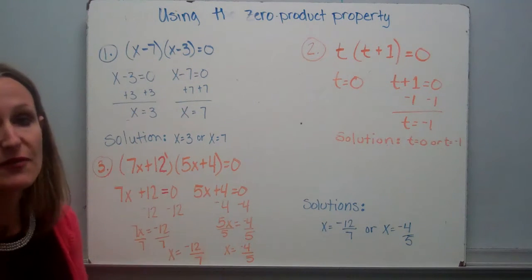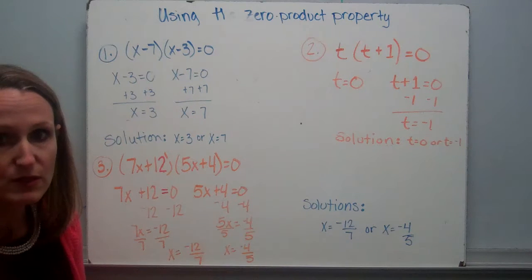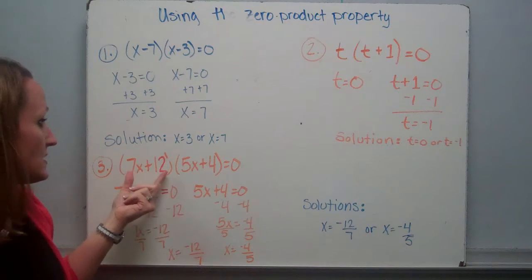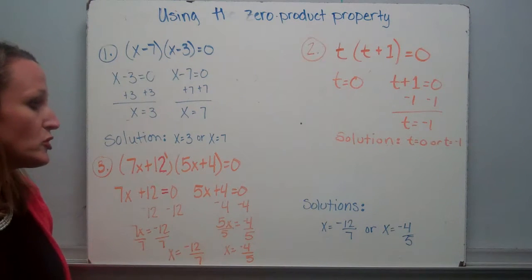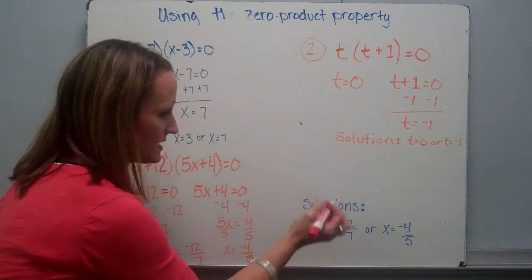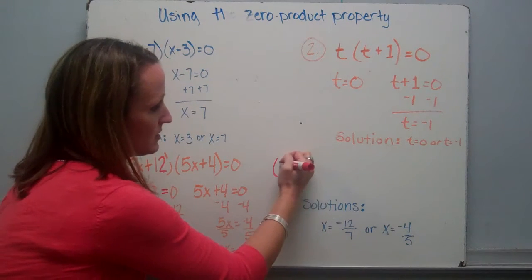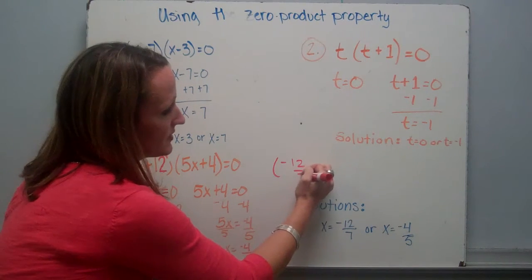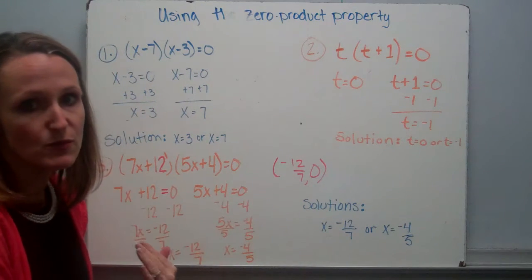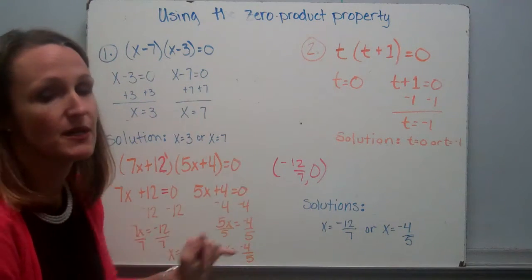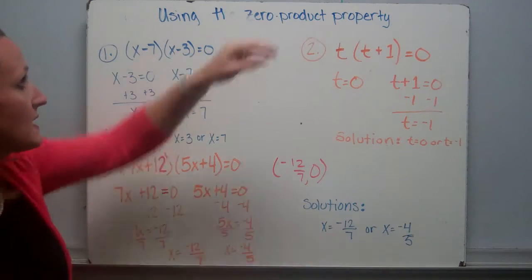So in other words, after we've factored, we set it equal to 0. We set both of our sets of parentheses equal to 0, and whatever this is going to be our solution. And really what that gives us is our solution. Say we have our negative 12 sevenths and 0. This is an ordered pair. This is where that quadratic, or your parabola I should say, crosses the x-axis.